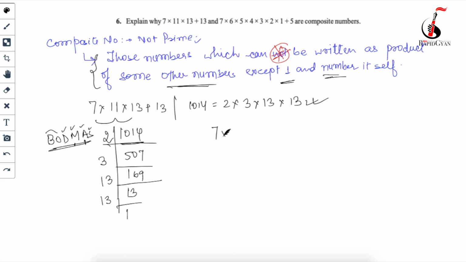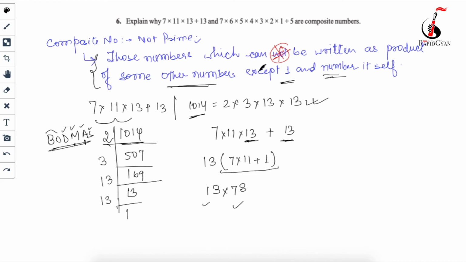In 7 times 11 times 13 plus 13, from these two terms I can take 13 common. If I take 13 common, what will I get? I will get 7 times 11, plus 1. Consider this a number: 7 times 11 is 77, plus 1 is 78. So that's a number. So this is 13 times 78. Again, 13 and 78 are neither 1014 nor 1, which means again it's satisfying the definition.